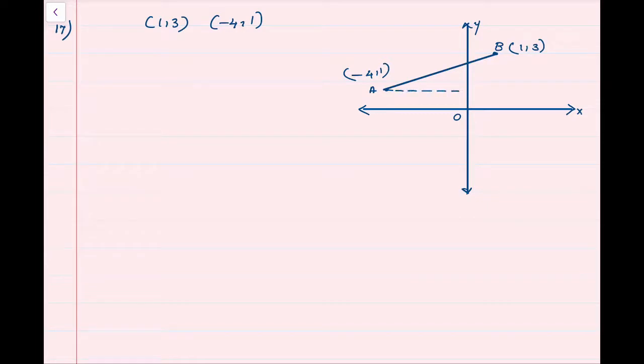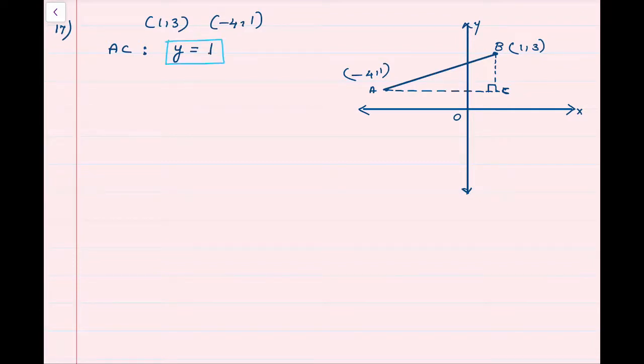Let us draw a horizontal line and a vertical line. Let this be C. This is 90 degrees. Equations of horizontal and vertical lines are easy to find. AC is a horizontal line which is parallel to the x-axis. Therefore, the equation of AC will be y is equal to some constant. That constant is the y coordinate of the point A, which is 1.